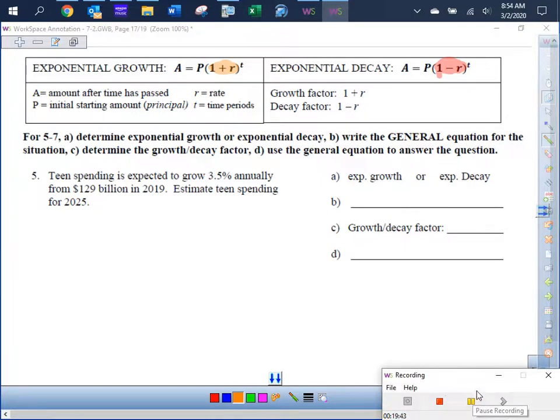We're back. All right, so T was the time in periods. So let's check this out. We're going to answer the questions as we go along. Just read this story real quick and find a juicy word. We want to see if it's exponential growth or exponential decay. Find a juicy word.